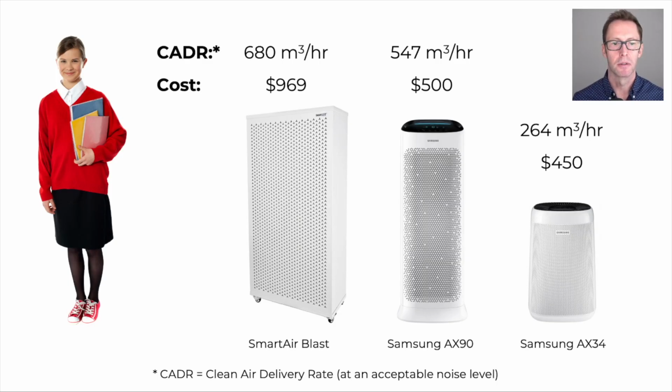Incidentally, the Samsung model that's shown there is the one that the Victorian government has rolled out across schools in Victoria. At last count, they had procured 111,000 of these units for schools. And then the last one shown is another Samsung, the AX34, which has quite a lot smaller clean air delivery rate of about 260 cubic meters per hour.